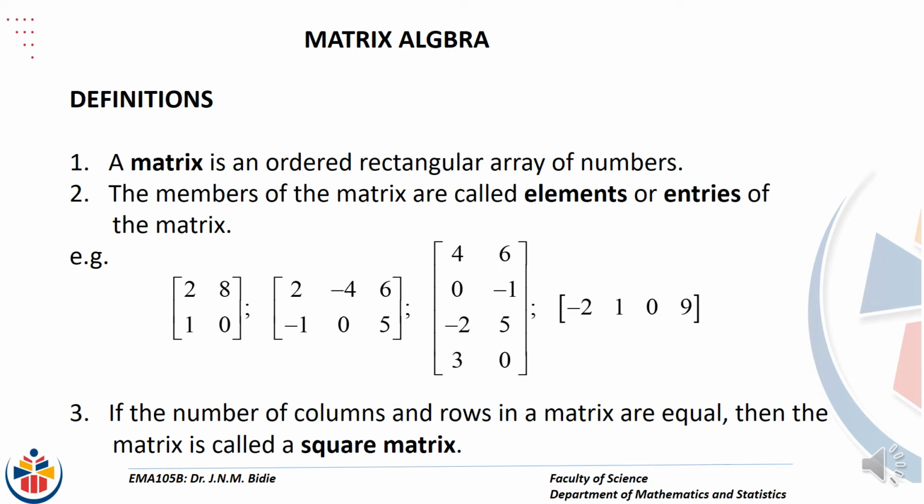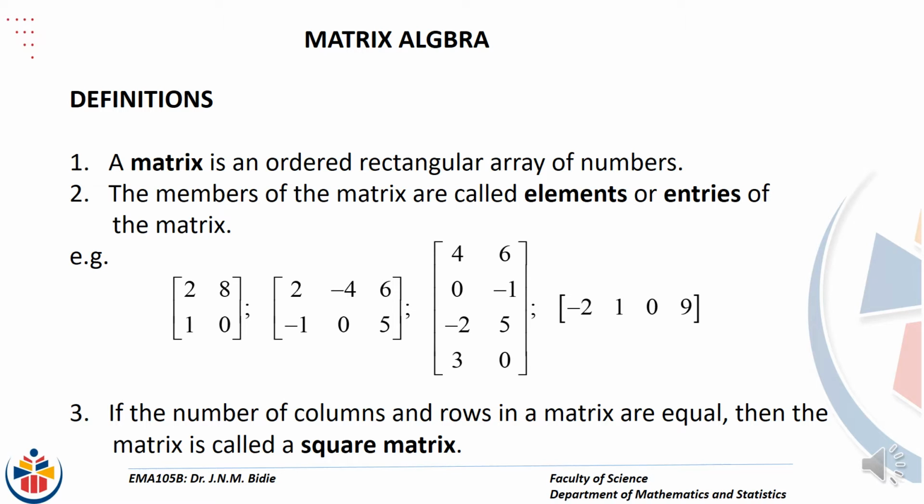Starting the unit on matrix algebra. We start with definitions. Firstly, a matrix is an ordered rectangular array of numbers. So all the numbers are arranged in a rectangular format that has got a particular order.